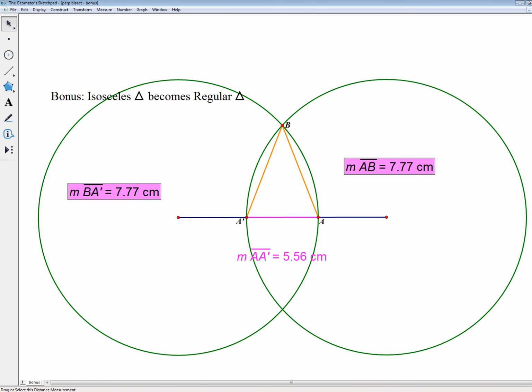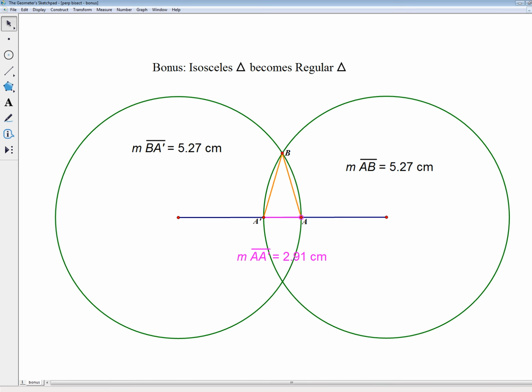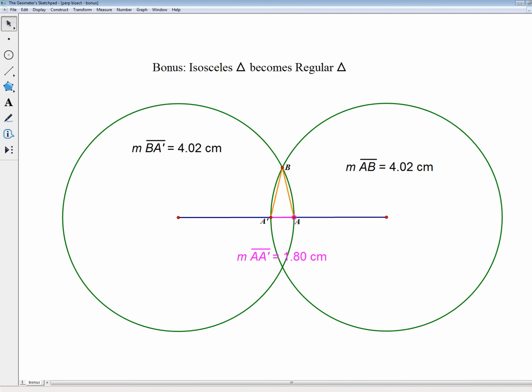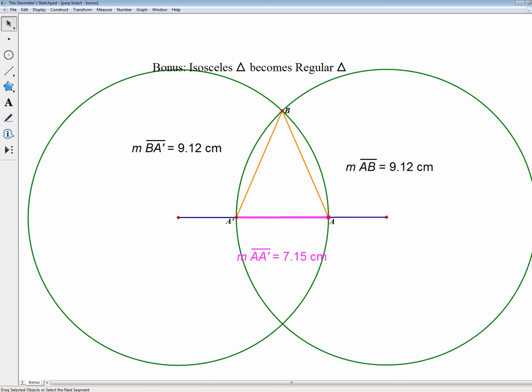AB and BA prime, the two orange segments, are congruent, making this isosceles, but we want to know, when does the isosceles triangle become regular? So let's notice that it's always isosceles. Always isosceles. This pink segment here connecting A prime and A being our third side.